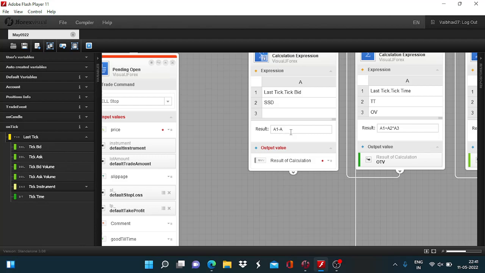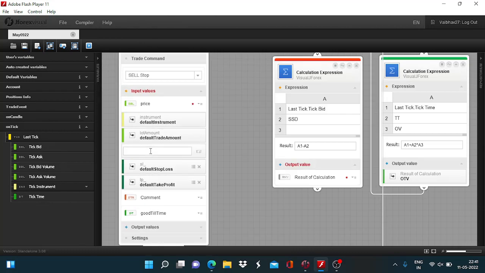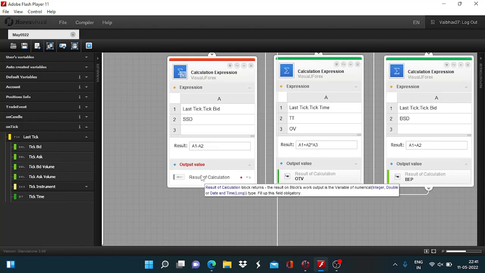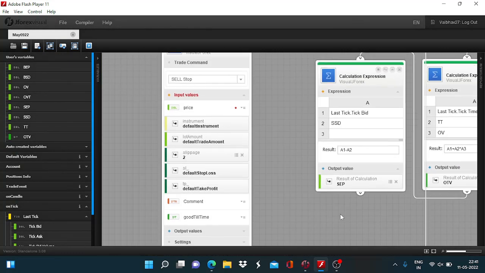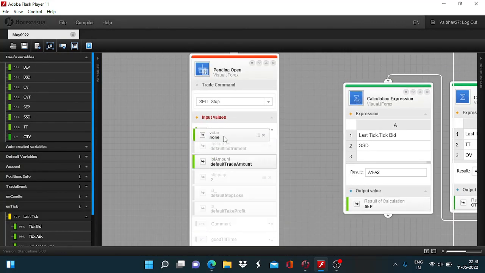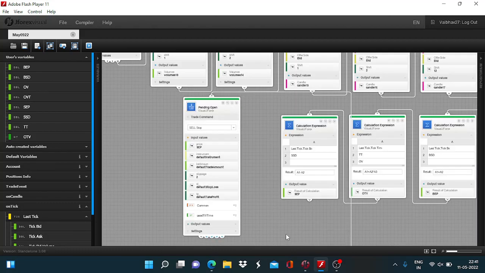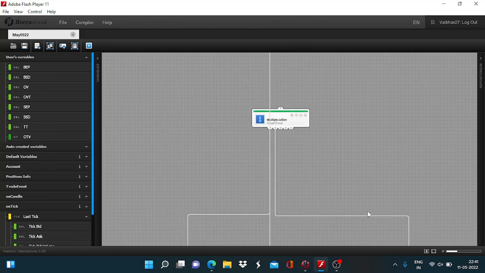So this is going to be A1 minus A2. This is going to be 2 pips. Now I will define this variable as sale execution price, SEP in short, and assign this to this input value. All right, and I will join it on the lower side.